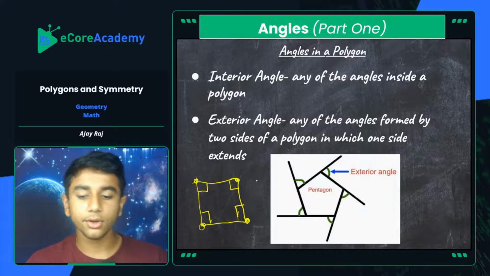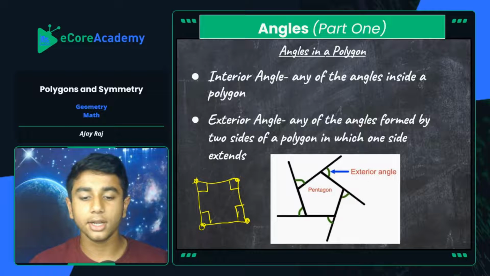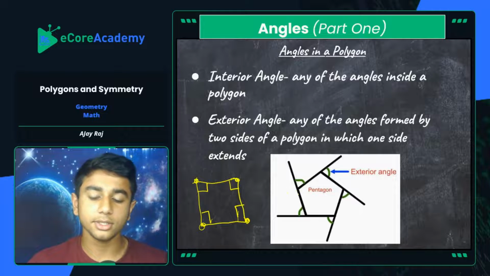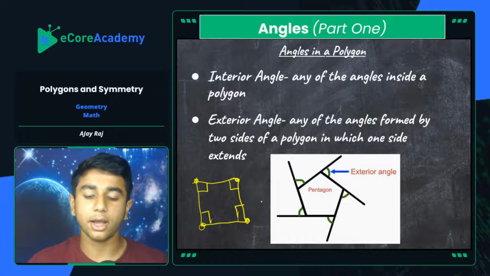But for the exterior angle, you take a figure like a pentagon, a regular polygon, and you take each of the sides and extend them out infinitely, each side extended out separately. What happens is you form a little angle here on the outside of the figure, and that will be considered your exterior angle in a regular polygon or any polygon.